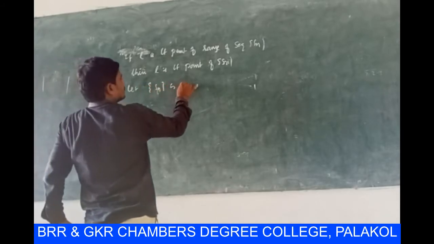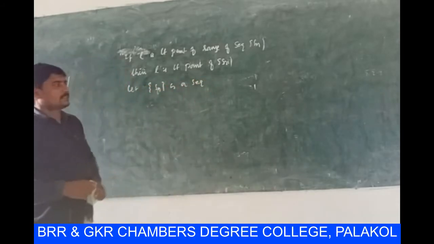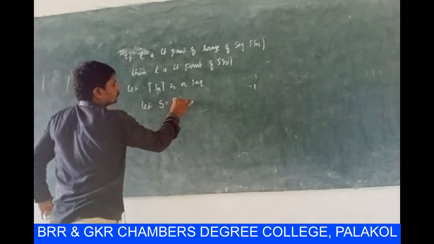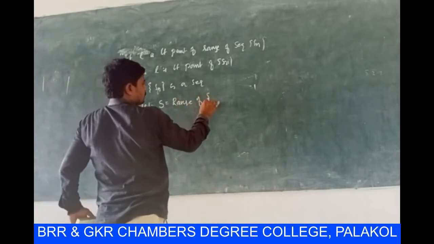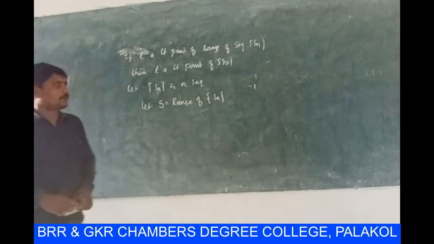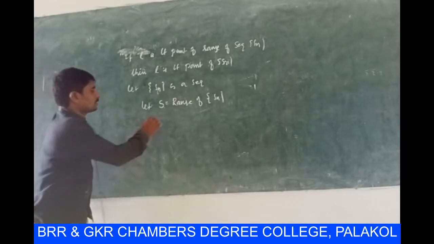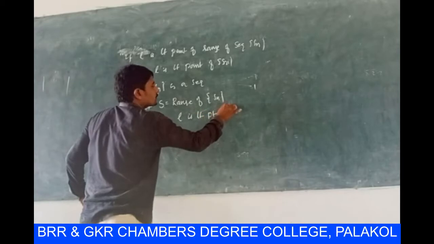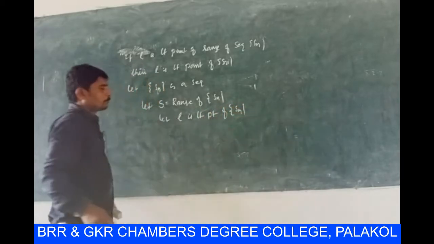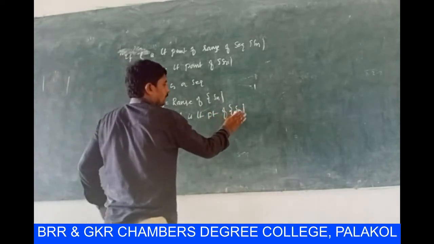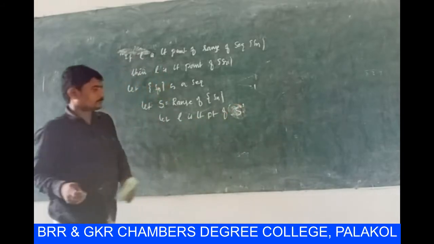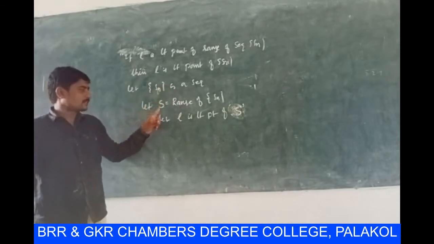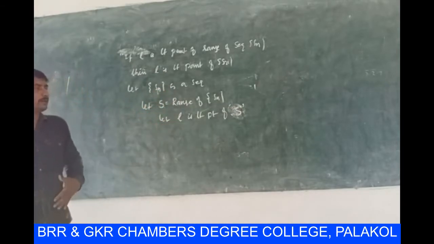Suppose Sn is a sequence. Let S be the range of the sequence Sn. Sn is a sequence, and the range of the sequence is S. Let L be a limit point of the set S.